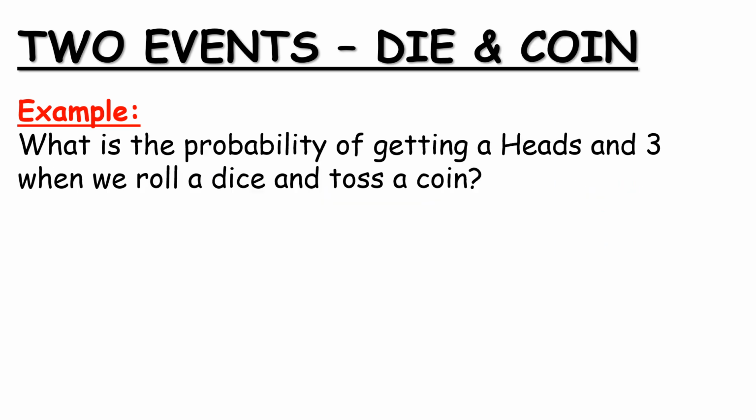So now let's look at if I have a die and a coin. What's the probability of getting a heads and a 3 when we roll a die and toss a coin? Now we could use the 'and is multiply' rule here and it would work perfectly. However, if this were a question that already had the table, we could use the table. So let's look at what the table would look like and use that to help us.